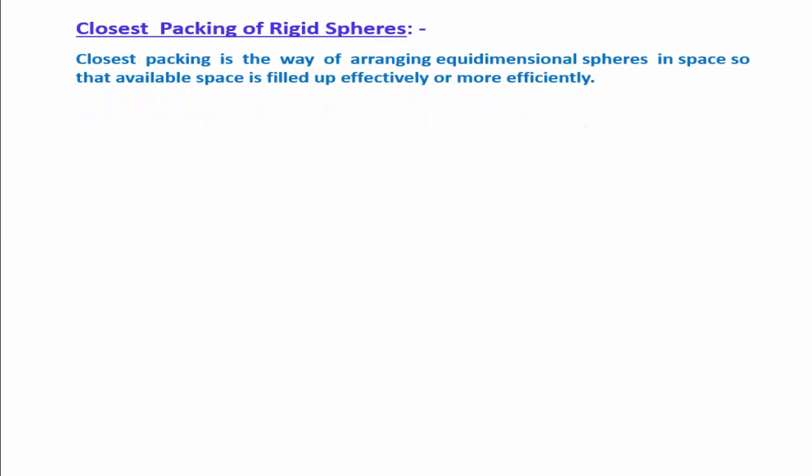It is the way of arranging equidimensional spheres in space so that the available space in the unit cell is filled up effectively or more efficiently by the atoms. So now we have to consider atoms as rigid spheres. First we will see closest packing in 2 dimensions.